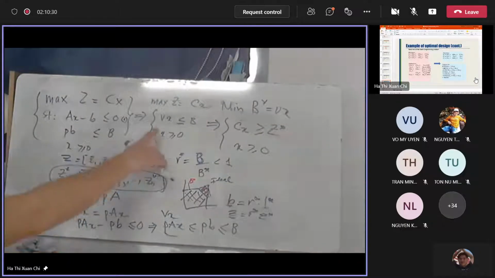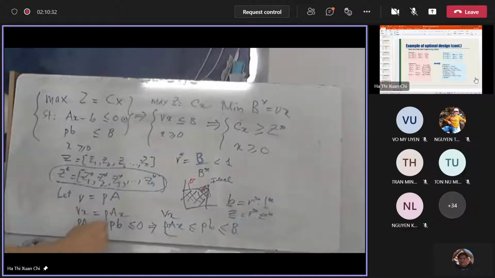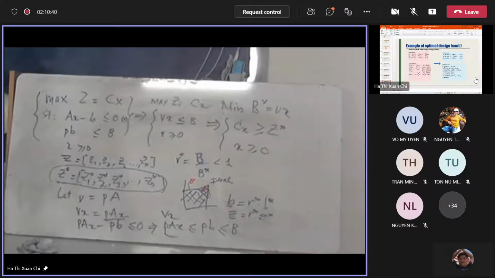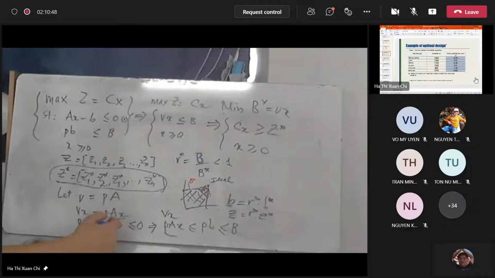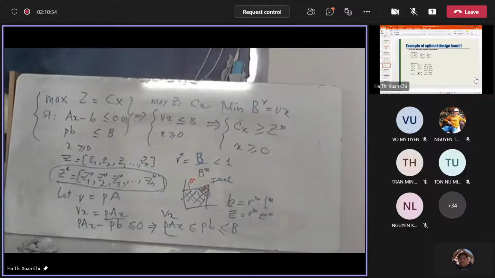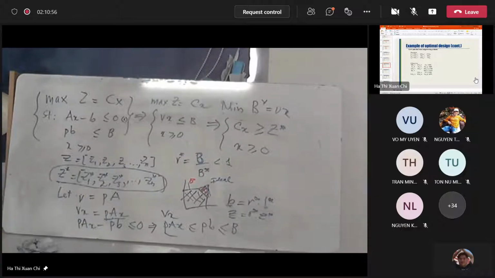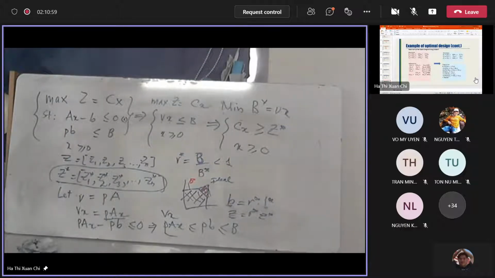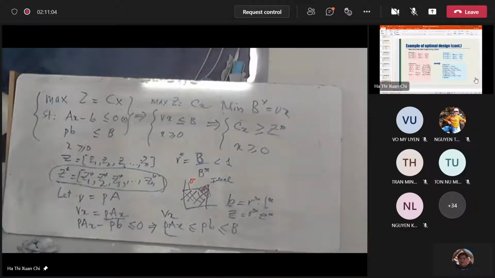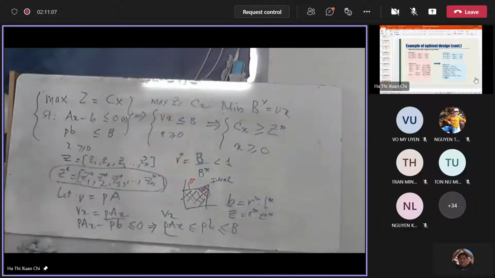So you can see Vx means Vx equals Pax, right? Pax. So P here, we take P, right? We multiply with Ax. So here that is Ax, the matrix Ax is here. Okay, so you have here that P times Ax is less than or equal to b. So less than the money here.